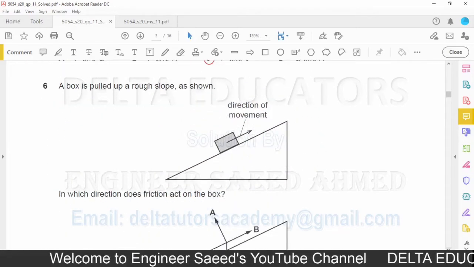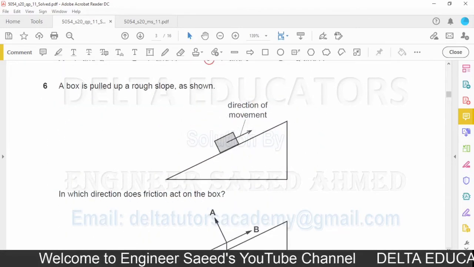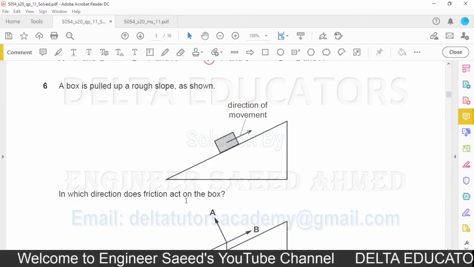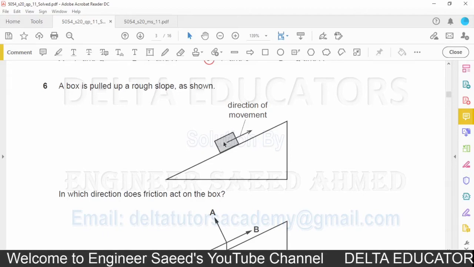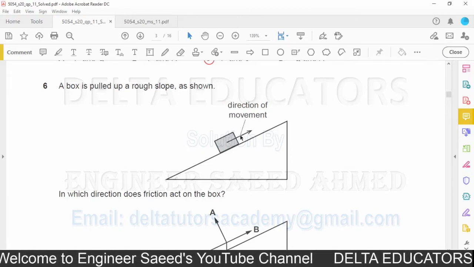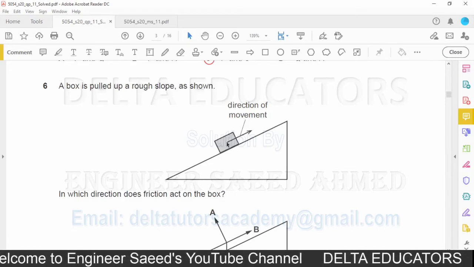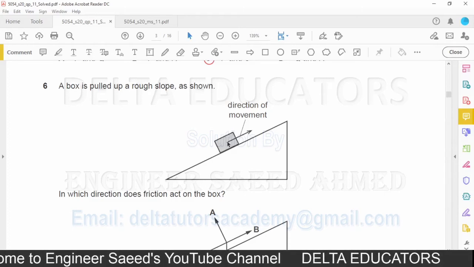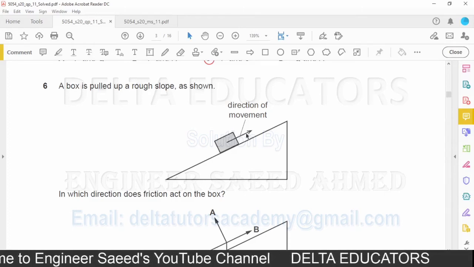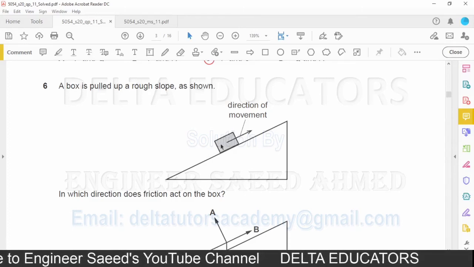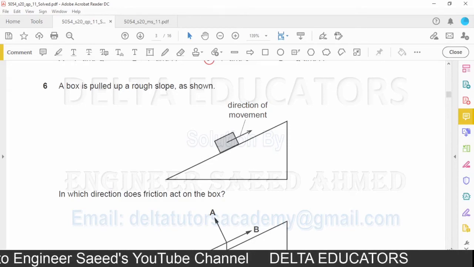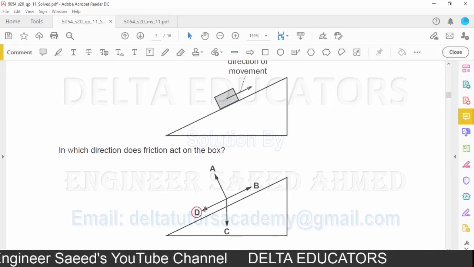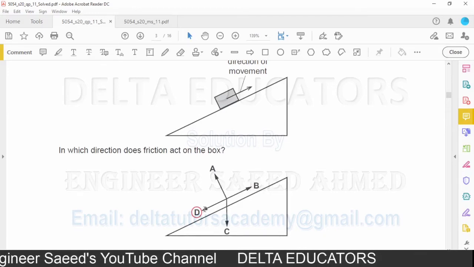Question number 6. A box is pulled up a rough slope as shown. In which direction does the frictional force act on the box? The box is moving in the upward direction. Force of friction will be in the opposite direction of the movement. So here, if it is moving in the upper direction, then the frictional force will be in the downward direction, in the opposite direction. And the same direction is shown here in option D. So our correct option is option D.